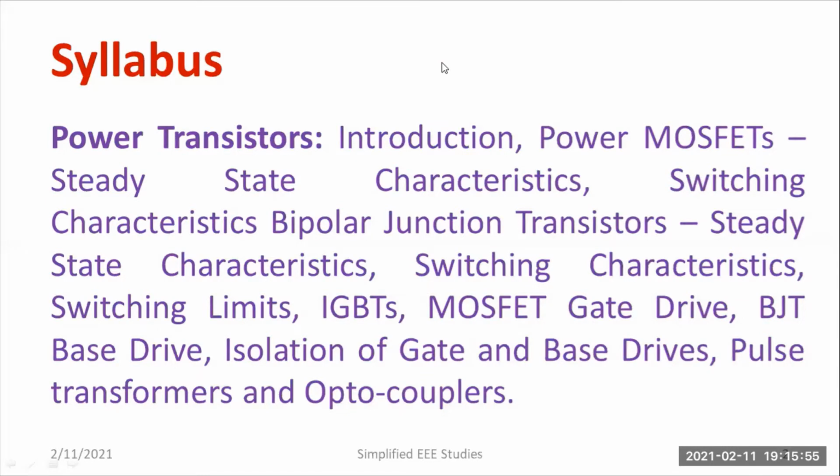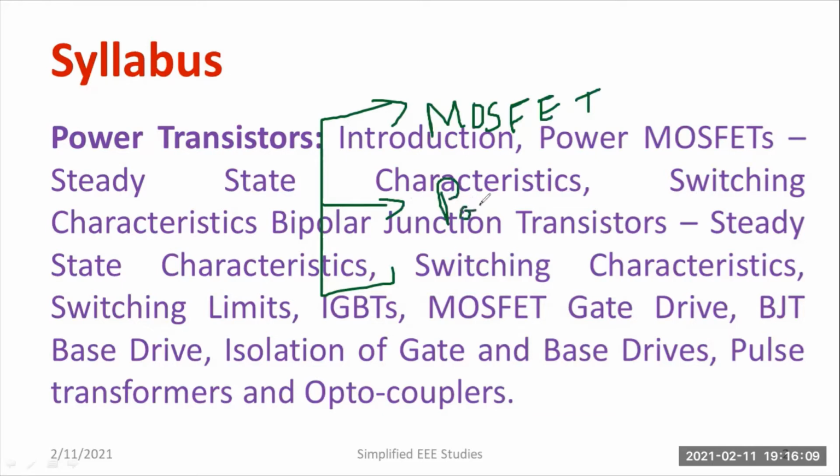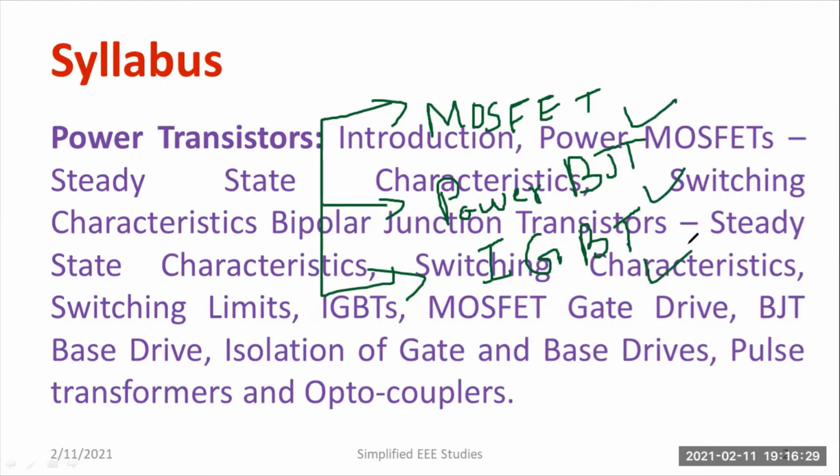Actually, we are going to become familiar with 3 types of power transistors. First one, power MOSFET. The second one is the power BJT. Power MOSFET, power BJT, and a combination of MOSFET and BJT, a new type of device called power IGBT. So, power MOSFET, then power BJT and power IGBT. The IGBT is a combination of MOSFET and power BJT. It's a new type of device.